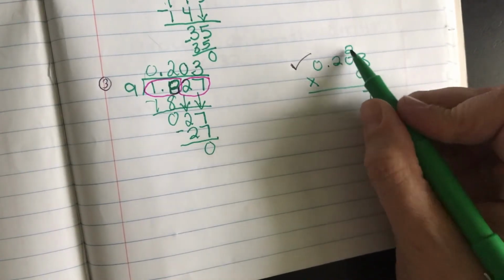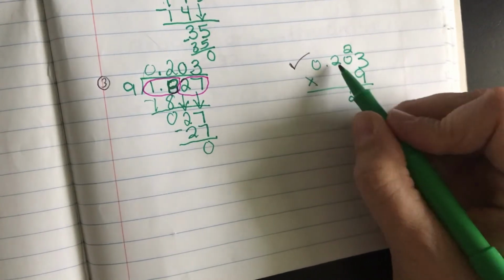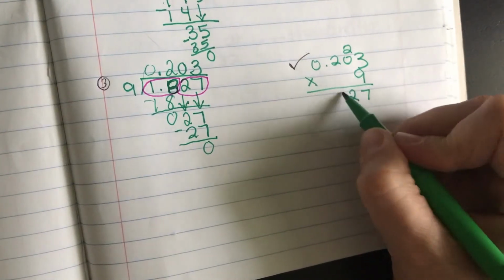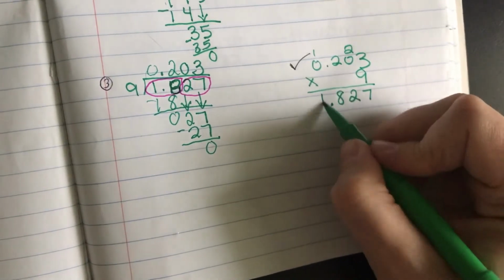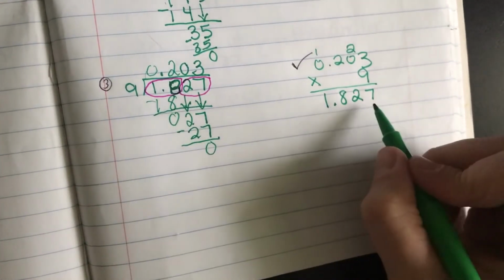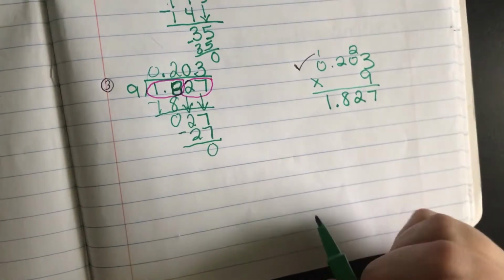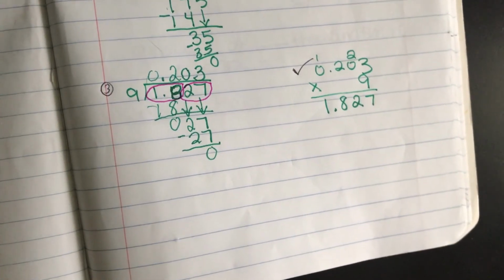Nine times 3 is 27. 9 times 0 is 0, plus 2 is 2. 9 times 2 is 18. 9 times 0 is 0, plus 1 is 1. So now you can see that our dividend and our product right here are the same. Therefore, our answers are correct.